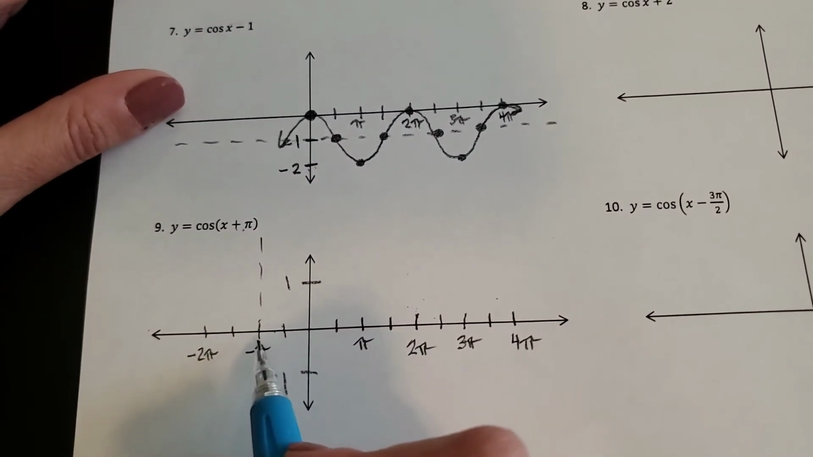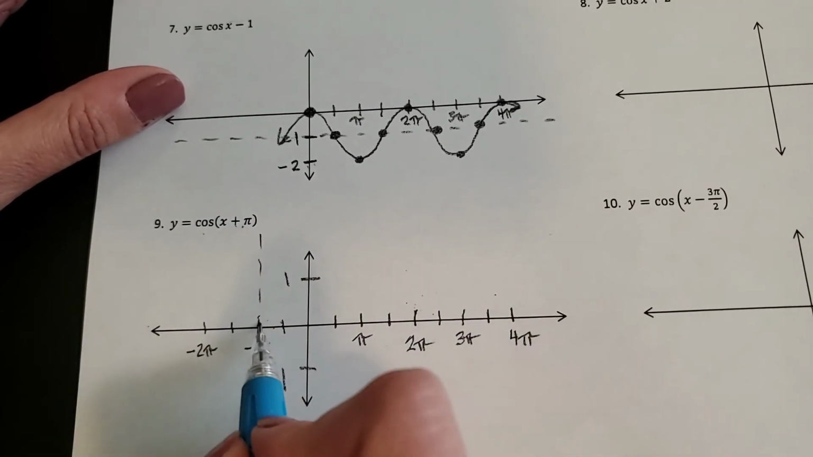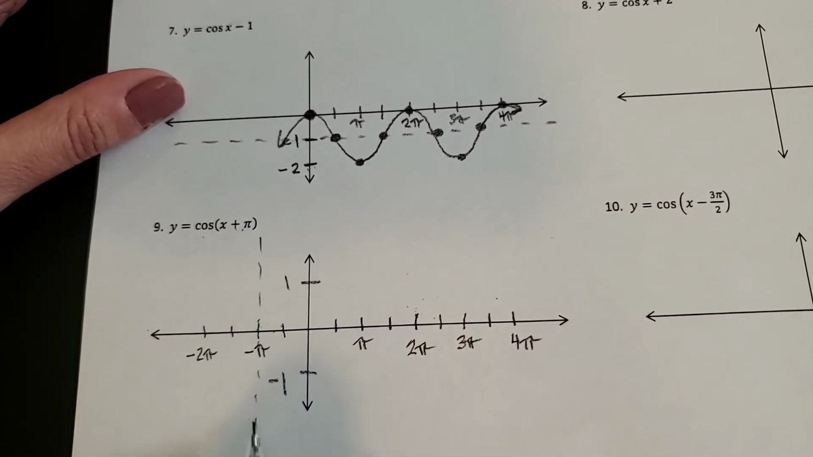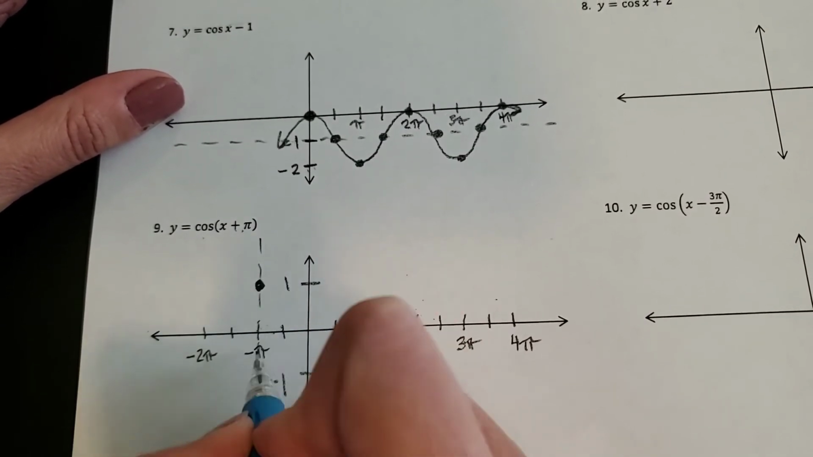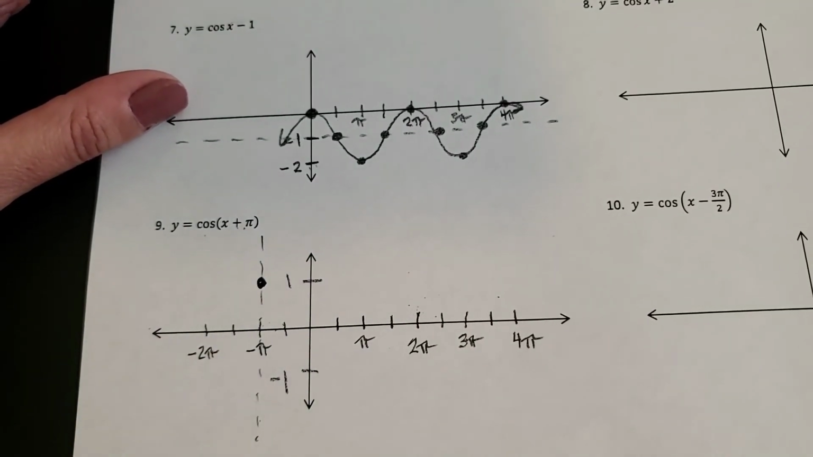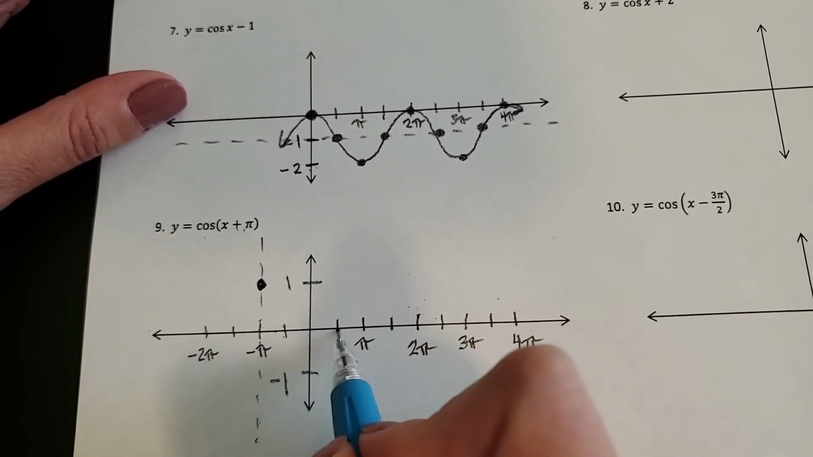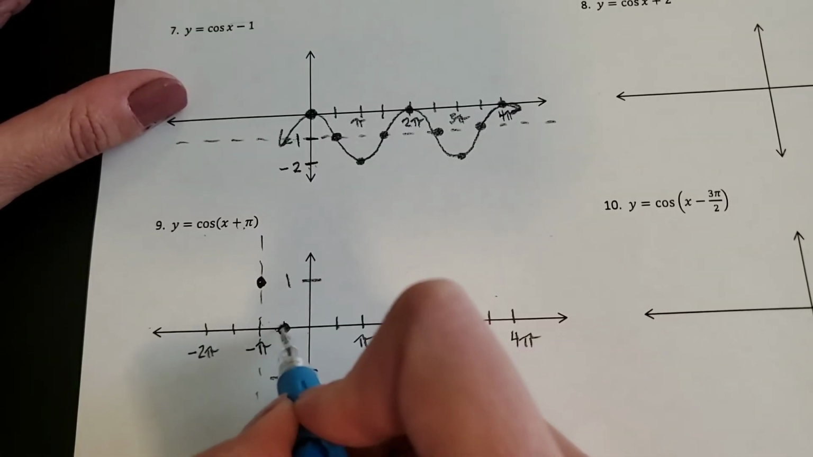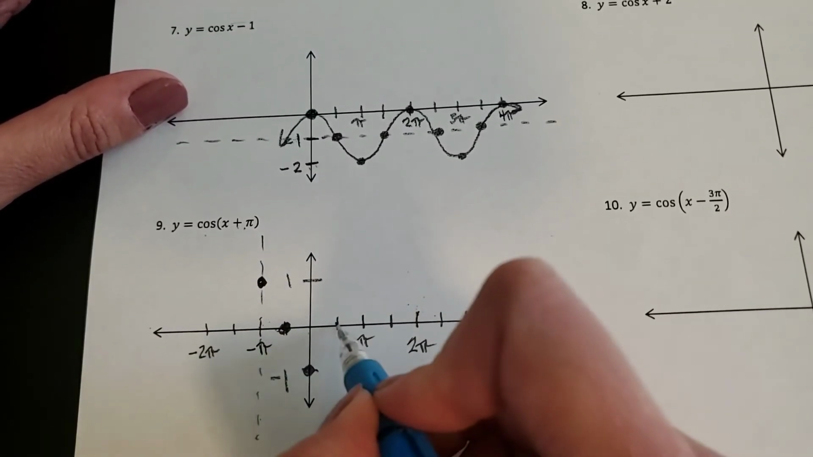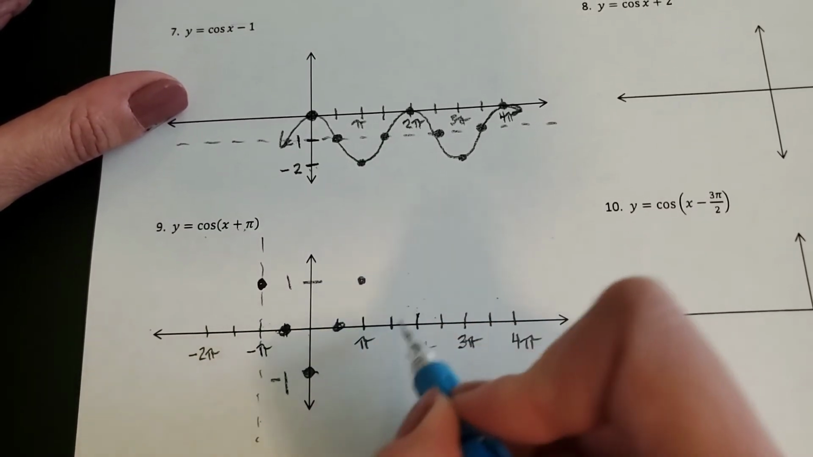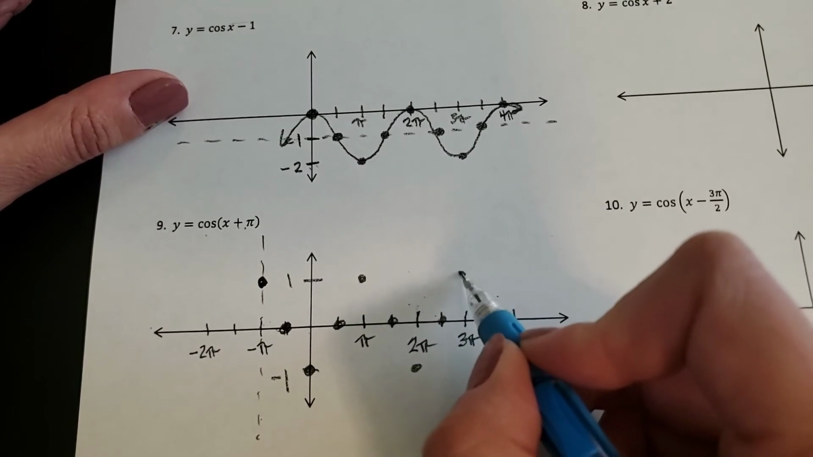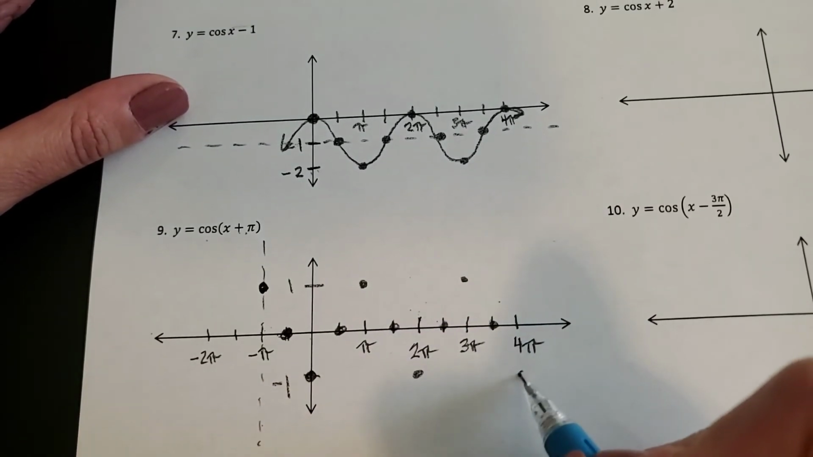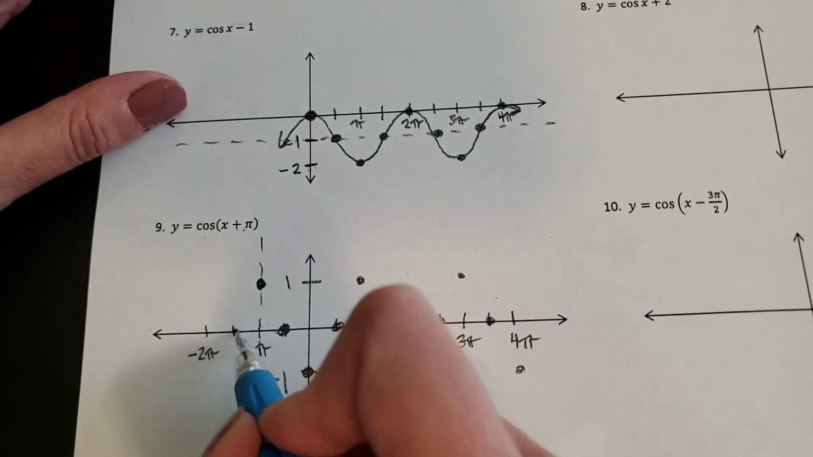So now cosine still starts at a maximum, but it's going to occur shifted to the left. So over here, it actually begins at that ordered pair -pi, 1. Then I've got all my quarter points, so I'm just going to follow the pattern in the points. Minimum, 0, maximum, 0, minimum, 0, maximum, 0, minimum. And you can take it backwards as well.